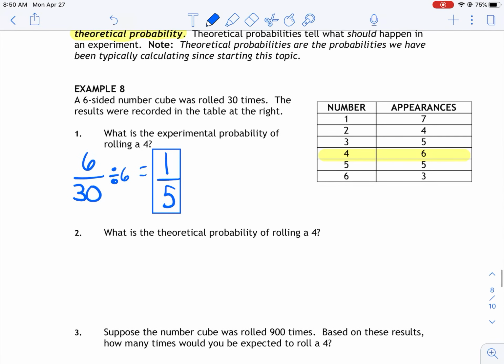Now, we should know by now, problem number 2, the theoretical probability of rolling a 4, that's 1 in 6, because there's only 1 four on the number cube, or the die. So 1 four out of 6 sides. 1/6 is my final theoretical probability. So now you can compare the experimental probability with the theoretical probability. You can see the difference there.